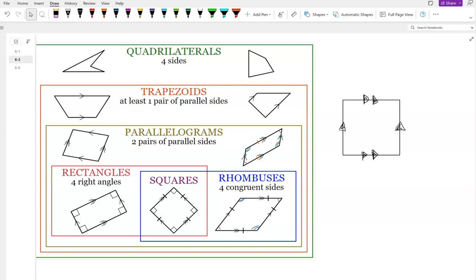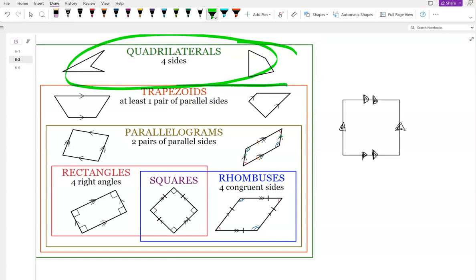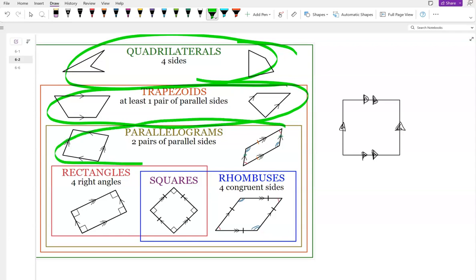The only thing I know 100% sure about that picture that I drew is that it has 4 sides. It has at least 1 pair of parallel sides, so it could be a trapezoid. It actually has 2 pairs of parallel sides, so it's a parallelogram. But none of those other ones in the bottom 3 are proven with what I drew, right?